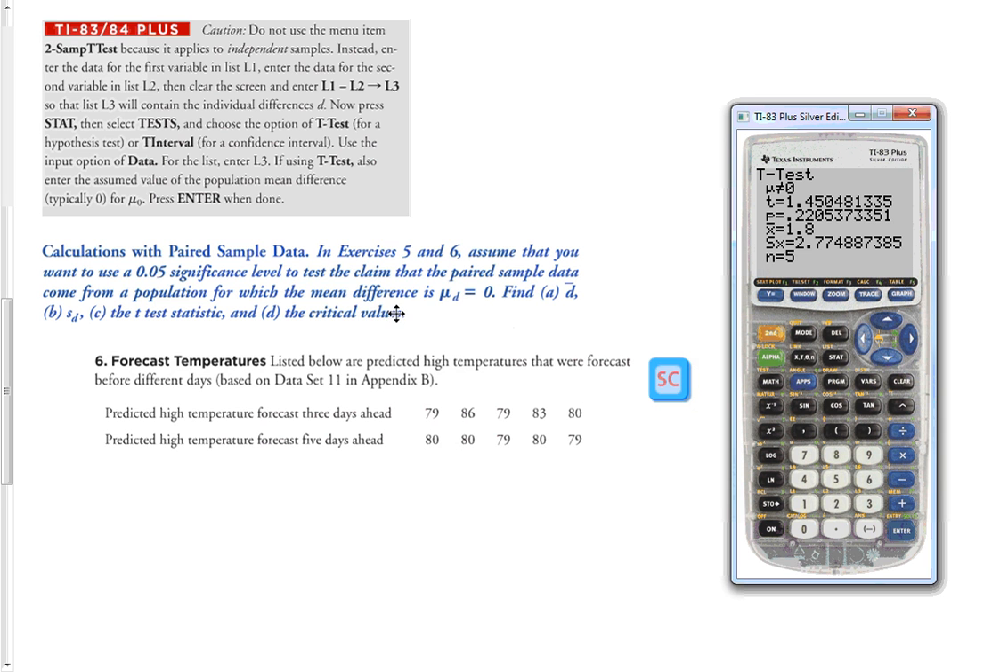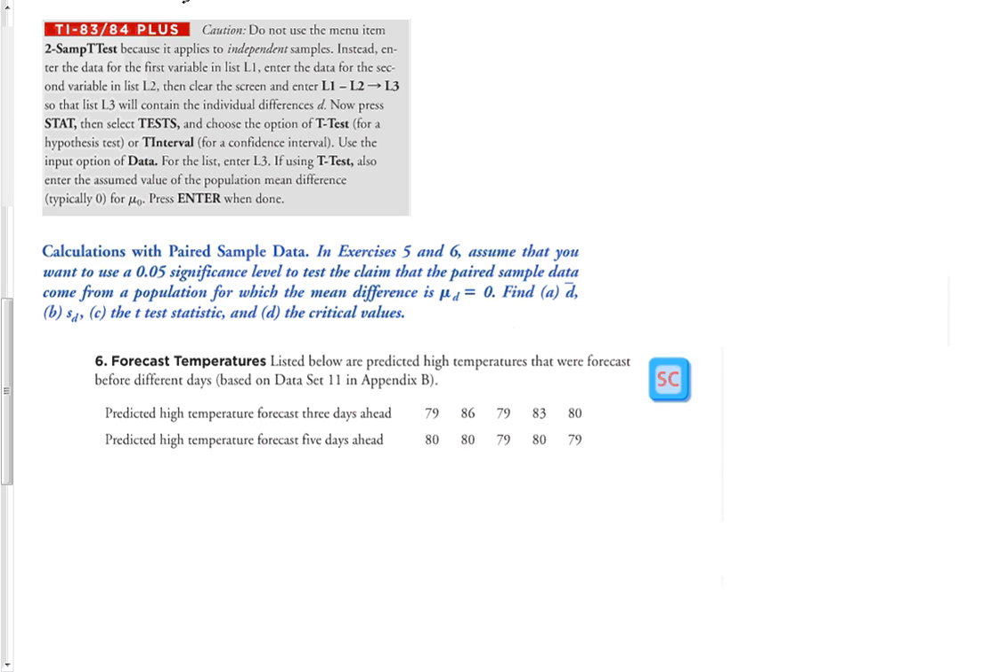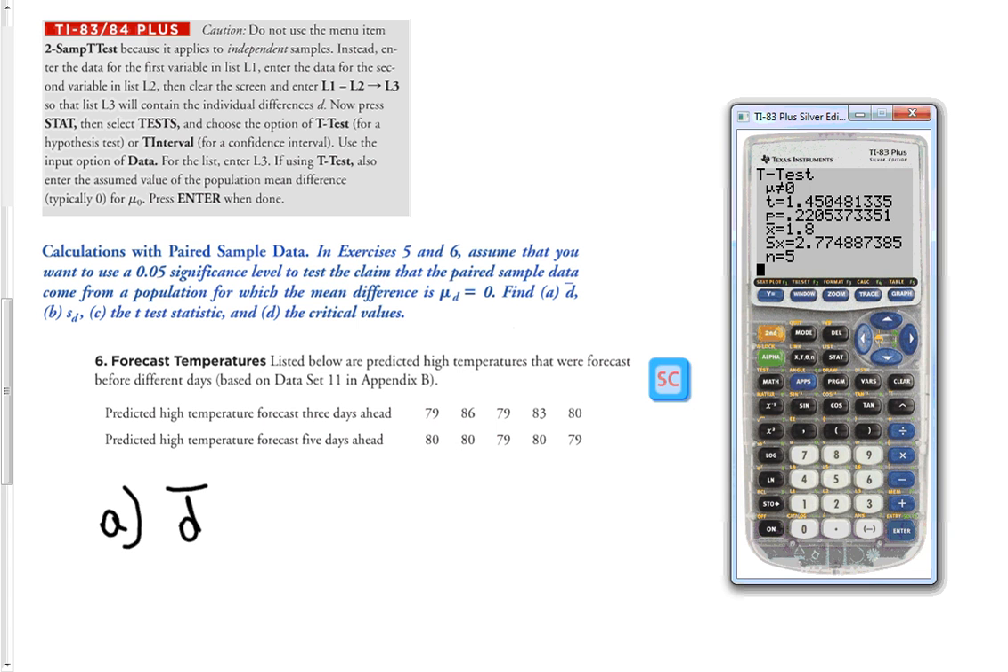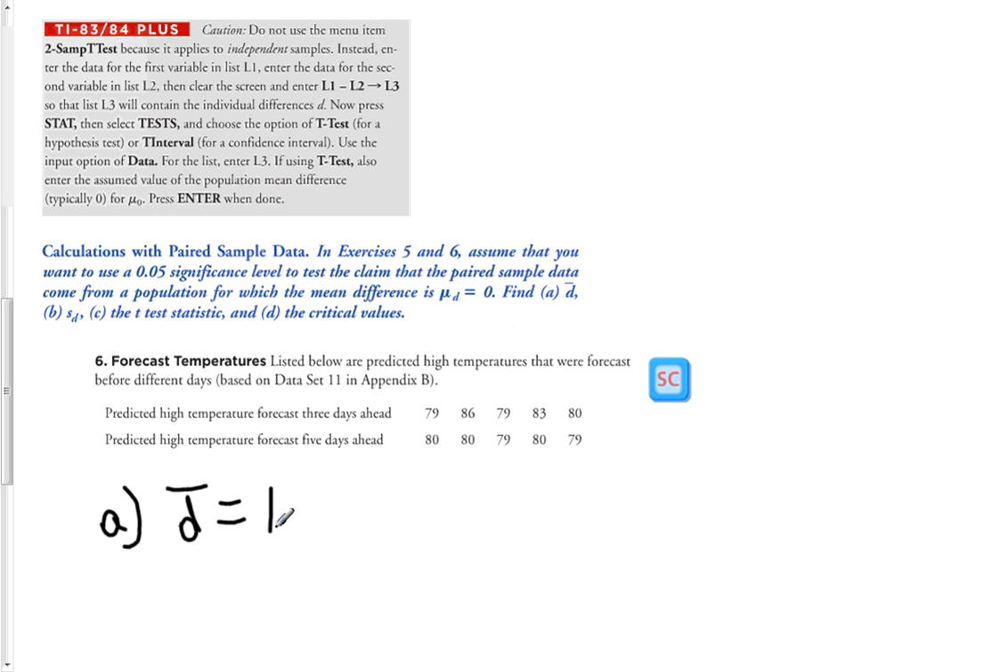First, it asks for d bar, the mean difference. The calculator doesn't know that we're doing differences, so it's going to call it x bar, because the calculator calls all data sets x. So x bar corresponds to d bar here. For part A, we were asked for d bar. D bar is what's being called x bar here, and d bar is 1.8. That's part A.